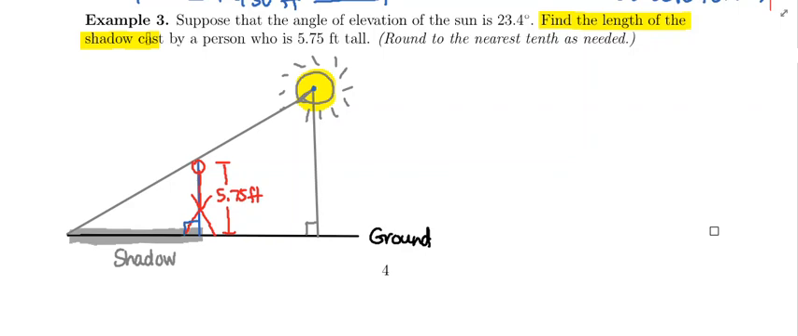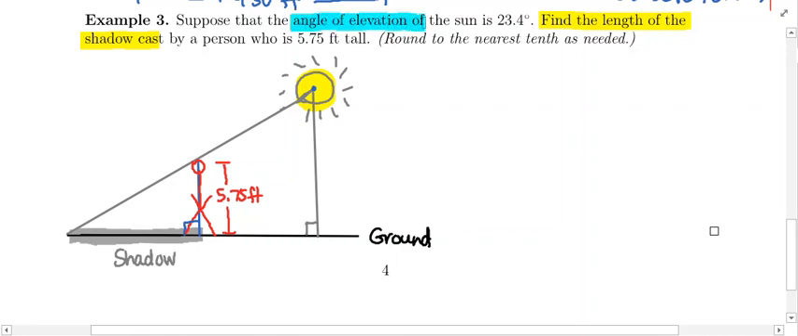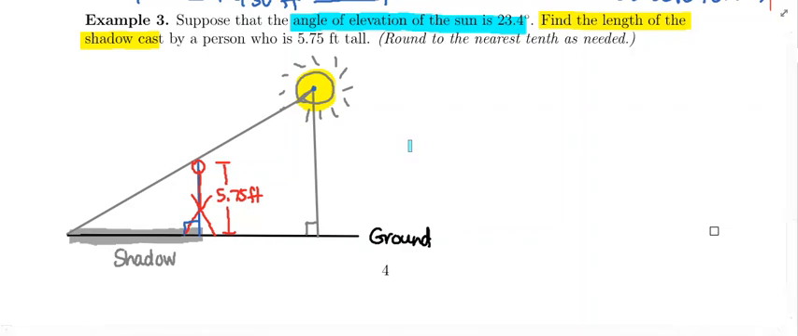We also, in our sketch, can add another piece of information. We know the angle of elevation of the sun is 23.4 degrees. Angle of elevation is a lot easier to identify than angle of depression. Angle of elevation is formed from looking up. You can follow the same definition as angle of depression. The angle of elevation is going to be formed, well, there really isn't exactly a line of sight here because we don't have the person looking up, but you do want to associate the angle of elevation with looking up.